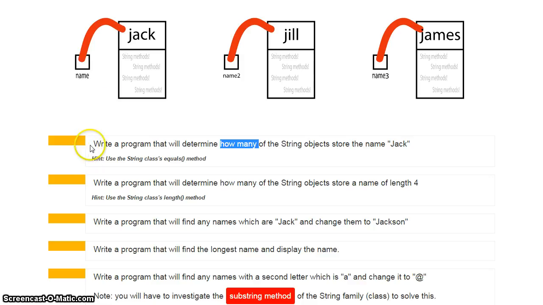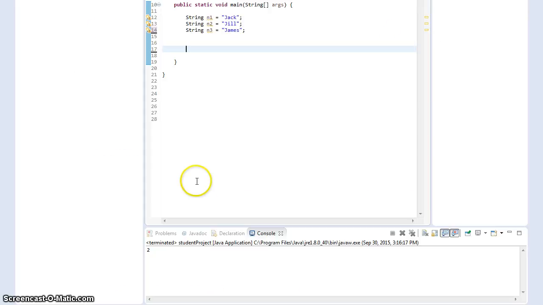First we were asked to set up 3 string variables. You can do it how you want. This is how I did it. I decided to call mine N1, N2 and N3 just to reduce my typing. And I've assigned them some values, Jack, Jill and James. I now have 3 string objects.